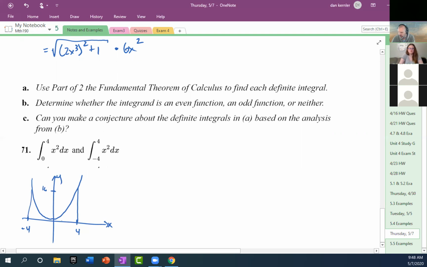So the first one, we're going to do the integral from 0 to 4. And that's easy enough. That is, let's see, x cubed over 3, right? The antiderivative, we're going to add 1 to the exponent, divide by the new exponent, and then from 0 to 4. So that will be 4 cubed over 3 minus 0 cubed over 3, so 64 thirds.